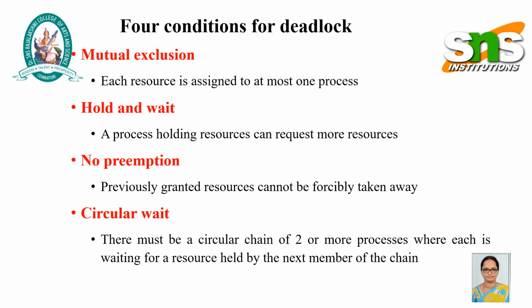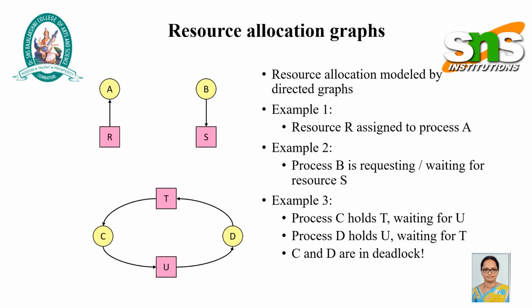Four conditions for deadlock are given here. Mutual exclusion: each resource is assigned to at most one process. Hold and wait: a process holding a resource can request more resources. No preemption: previously granted resources cannot be forcibly taken away. Circular wait: there must be a circular chain of two or more processes where each is waiting for a resource held by the next member of the chain.